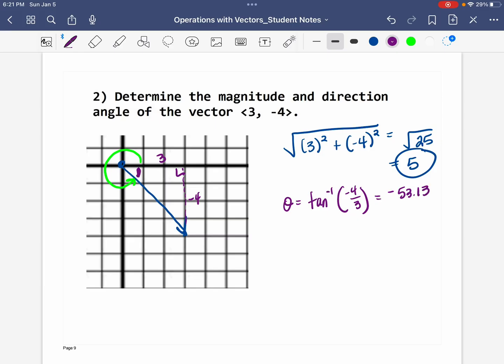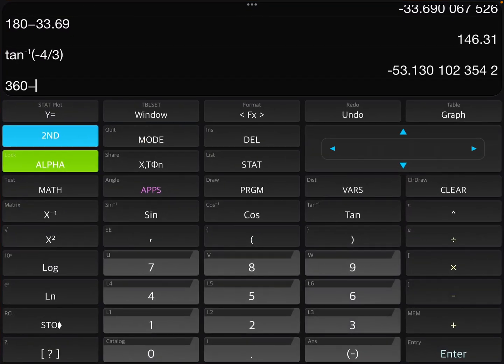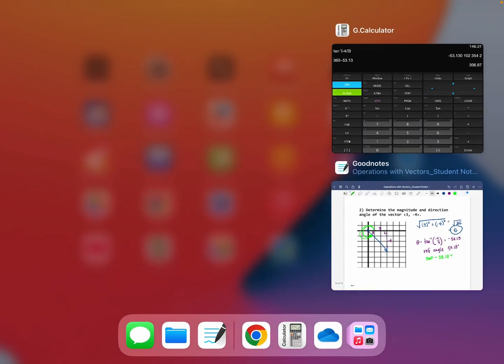All right, so again, that's just the angle. It just indicates to me that that's a clockwise direction from the x-axis. So the reference angle would be the opening, which is 53.13 degrees. But in order to get the green, right, I need from the positive x-axis all the way around. So I'm going to do 360 minus my reference angle, and that's going to give me my direction. And so I get 306.87.